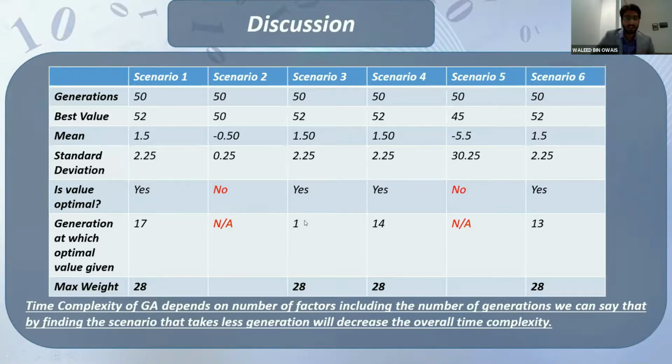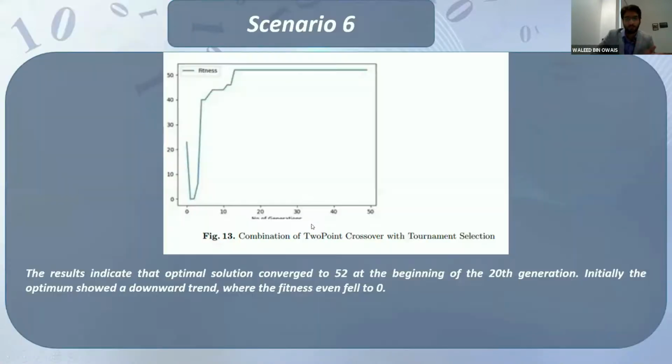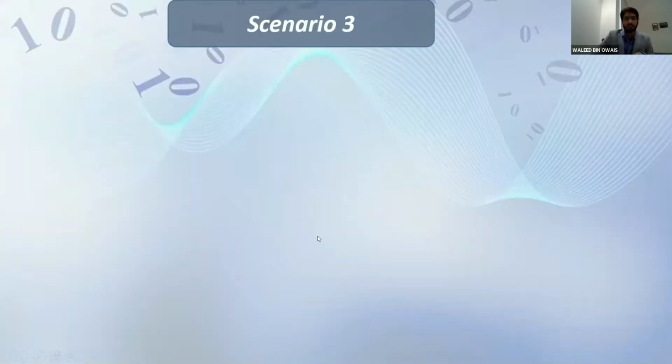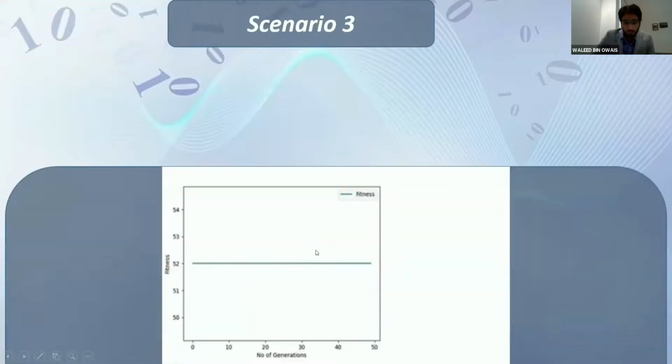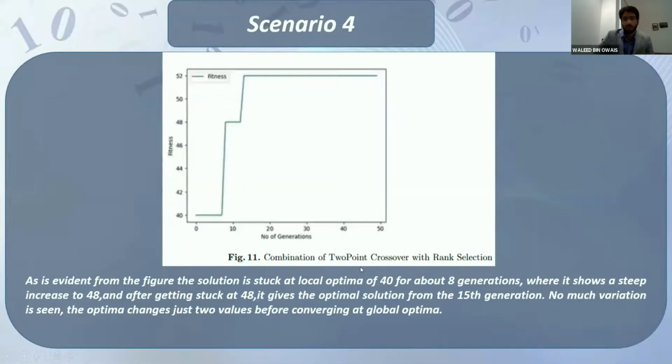We said that in scenario 3, as you can see, which is a combination of 1-point crossover with tournament selection.